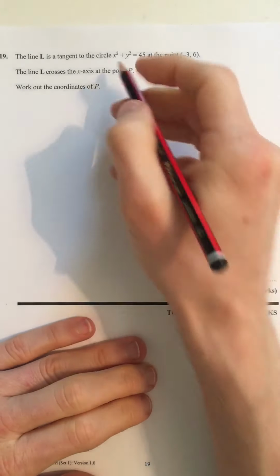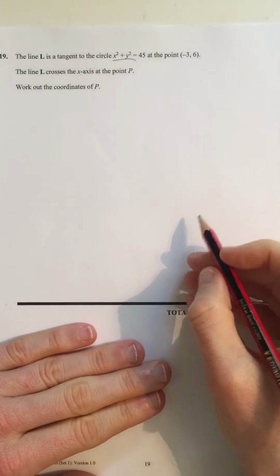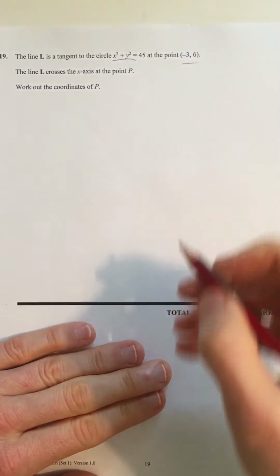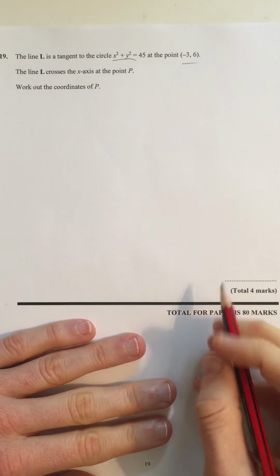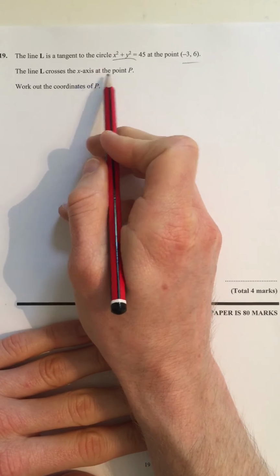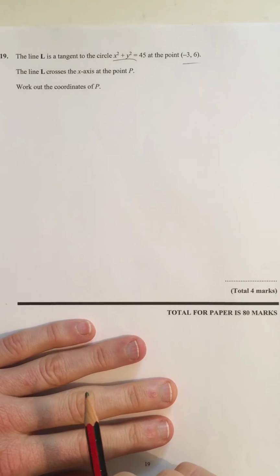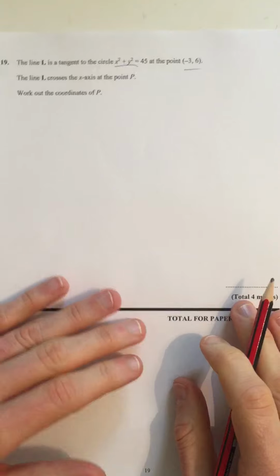The line L is a tangent to the circle x squared plus y squared equals 45 at the point (-3, 6). The line L crosses the x-axis at point P. Work out the coordinates of P. So just help me to explain this.